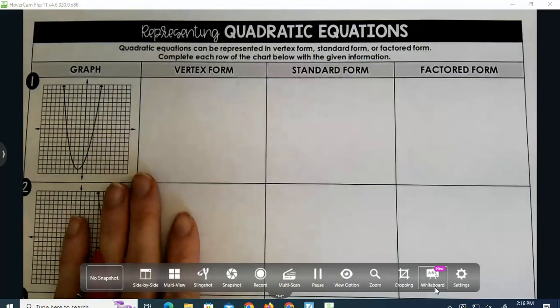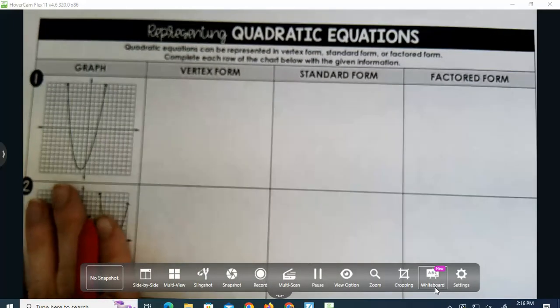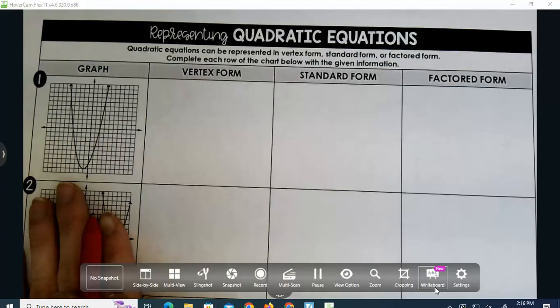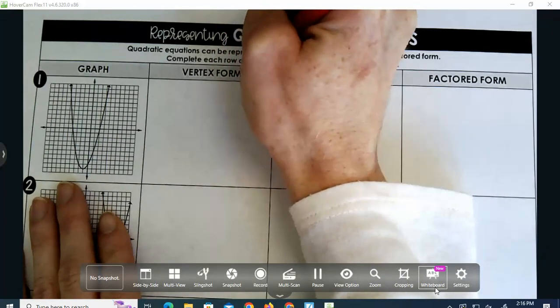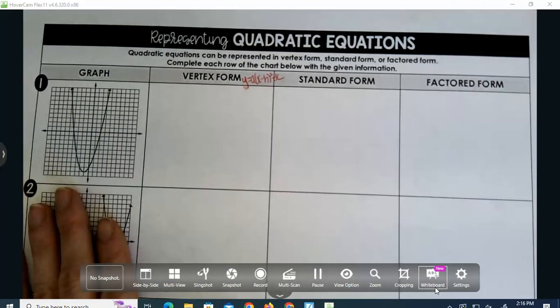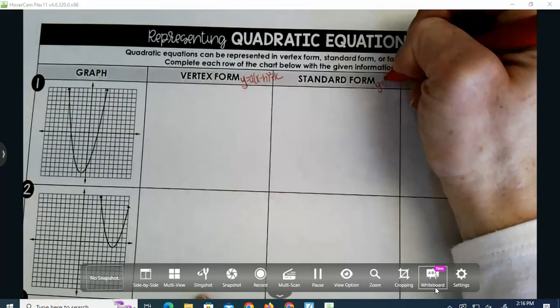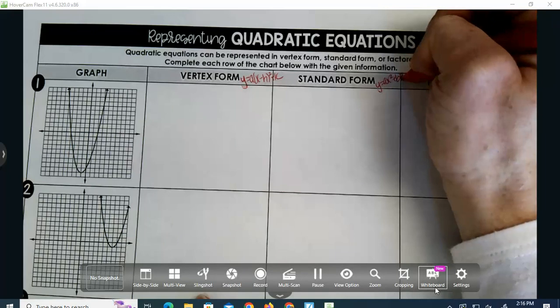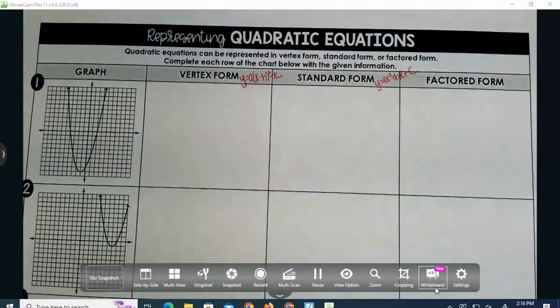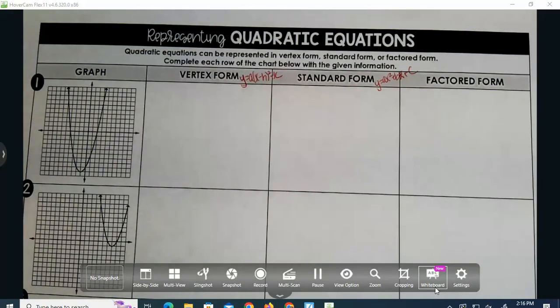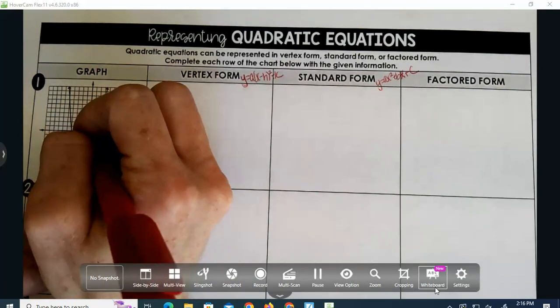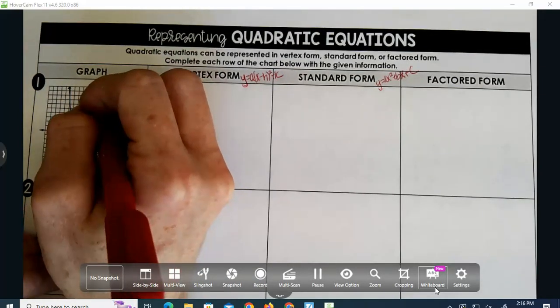And so I just want to look at this for a few minutes and talk about how this is related. So if I am looking at this graph, remember we had different forms for our equations. Vertex form was y equals a(x minus h) squared plus k. Standard form was ax squared plus bx plus c. Vertex form was when we were using our transformations.